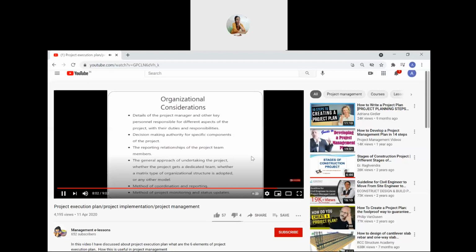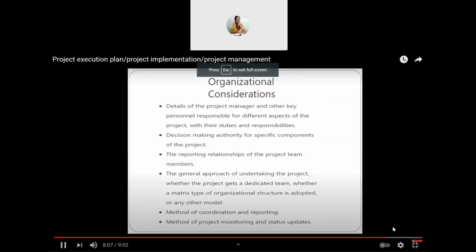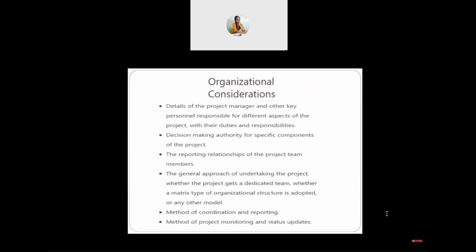Next is the organizational considerations, details of the project manager and other key personnel responsible for different aspects of the project. Now, whatever the work is required, we need to specify those in front of the project manager and other persons who are responsible for the same. Decision making authority for specific components of the project. Now, reporting relationship should be specified कि team members ने किसको report करना है. General approach of undertaking the project, whether the project should have a dedicated team or it should be a matrix type of organizational structure, क्या होना चाहिए.